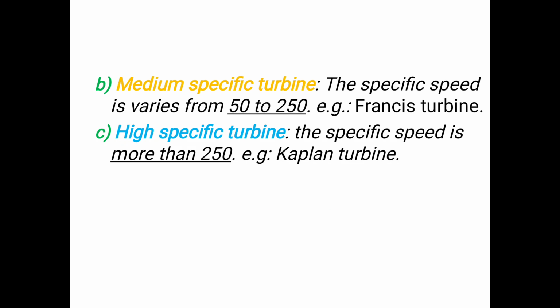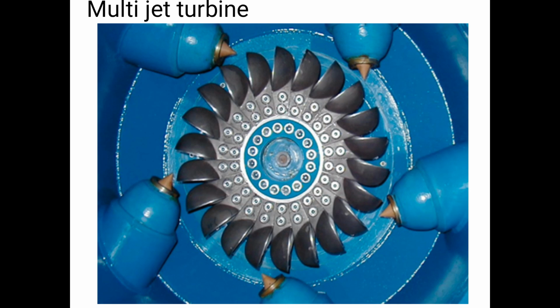Next is medium specific speed turbine. In this case, the specific speed varies from 50 to 250. For example, Francis turbine. And third one is high specific speed turbine. The speed is more than 250. For example, Kaplan turbine.